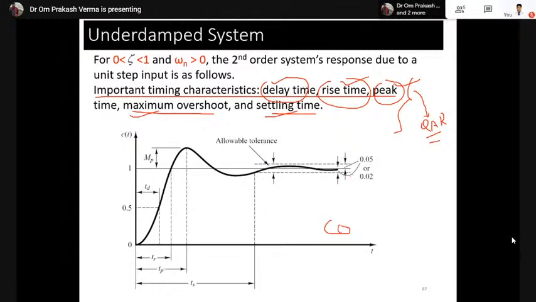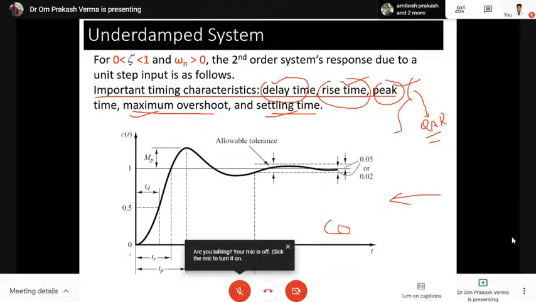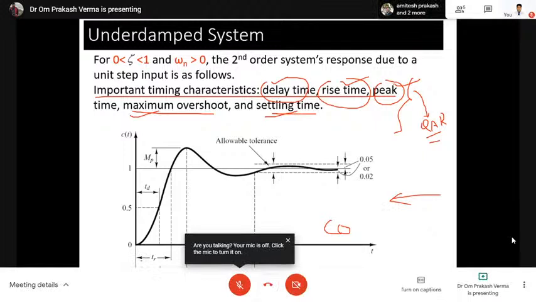These are some basic fundamentals generally asked in your board exam or semester exam, also based on this response of the second order underdamped system. Generally, a GATE problem may be asked. So why are we bothering about this response? This is also one of the questions.